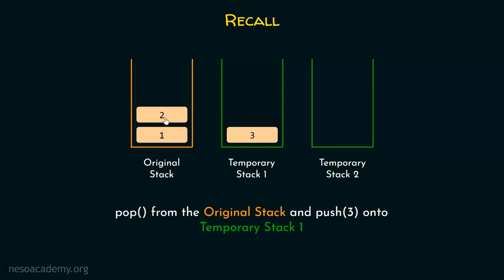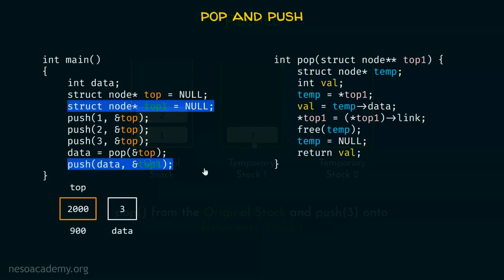The original stack has 2 elements. And then after this, we want our temporary stack 1 to have this element 3. For this purpose, we have to call the push function, and to this push function, we have to pass the data, which means this value 3, and definitely we have to pass the address of top 1. I have declared a top 1 pointer over here, which is initialized to null, because this time we want to push this element onto the temporary stack 1. That's why we have to pass the address of top 1. And remember that top 1 is initialized to null.